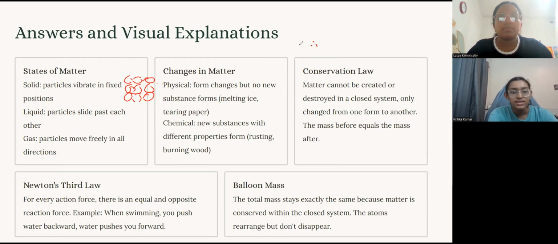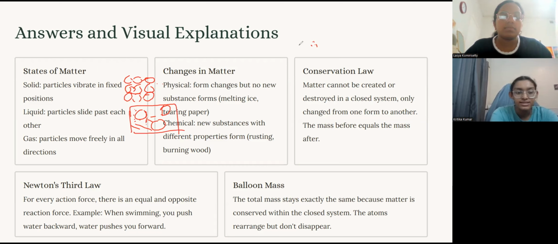So then we have liquids, which are particles that slide past each other. So liquids look somewhat like this, where yes, the particles do collide with each other and with the walls of whatever container they're in.